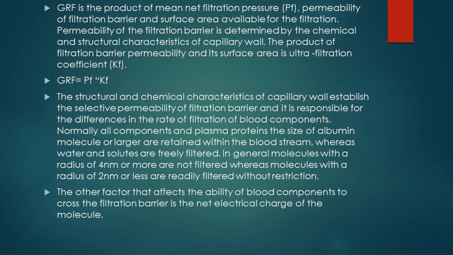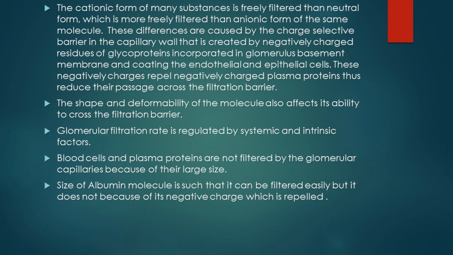Let's know what this charge selective barrier is. There is electronegativity on the basement membrane, endothelial cells and visceral epithelial cells. So in this way, the whole filtration membrane is electronegative in nature. And we know that the albumin molecule is also electronegative, so it is repelled by the charge selective barrier of the capillary wall, and therefore albumin is not filtered by the glomerulus.